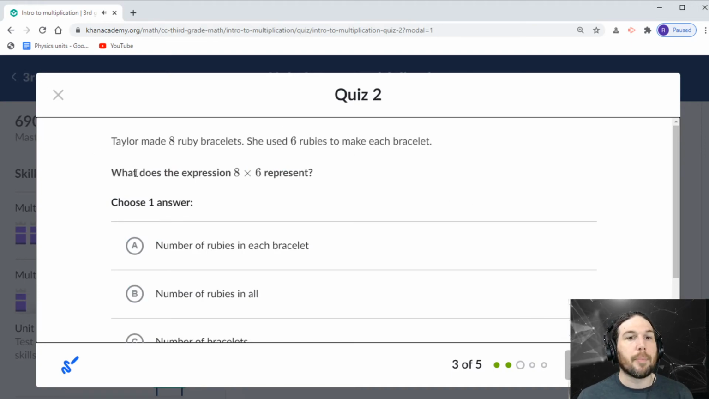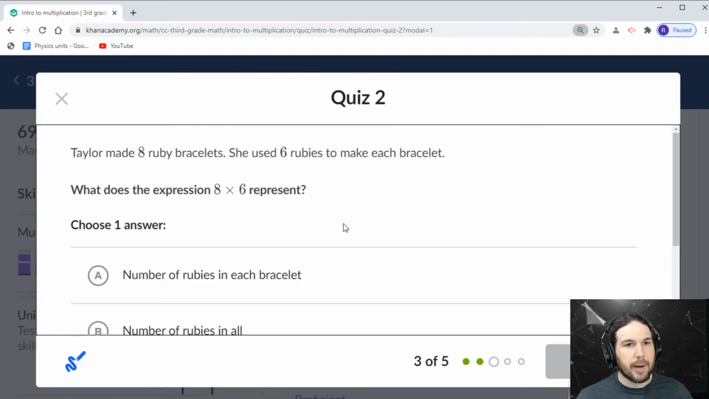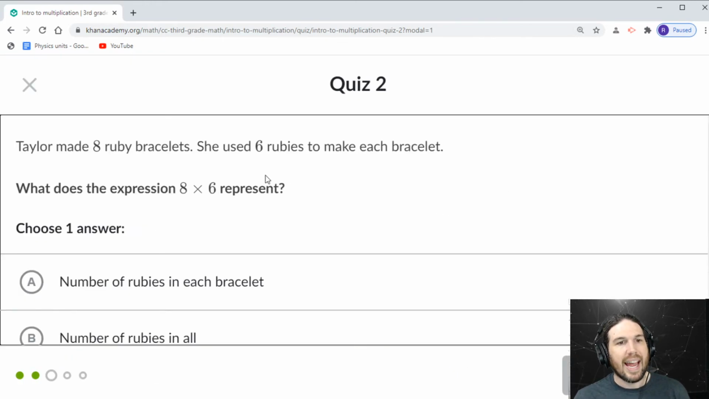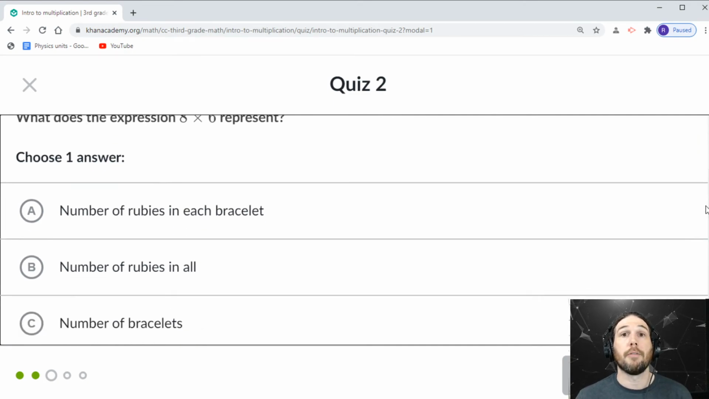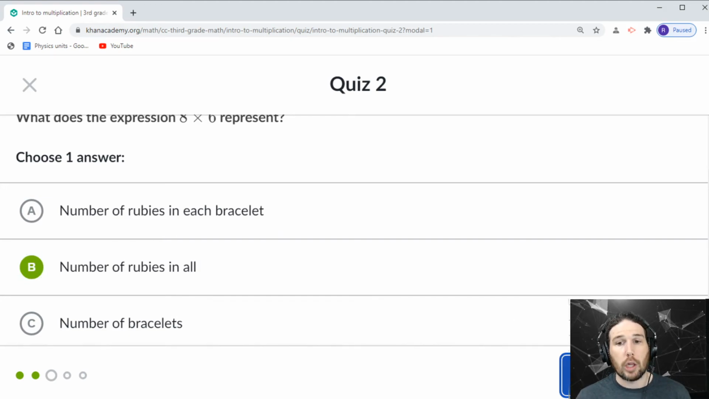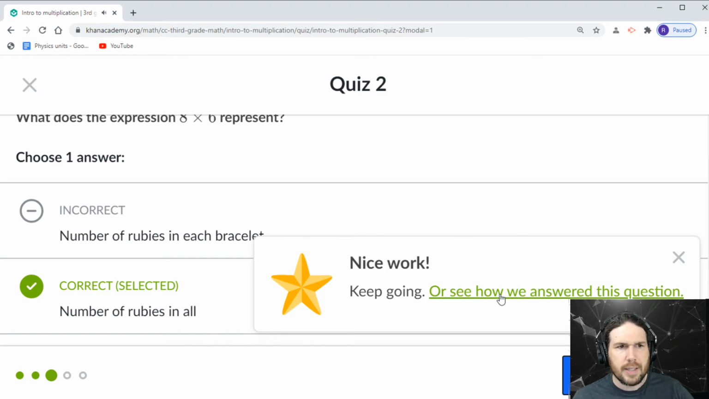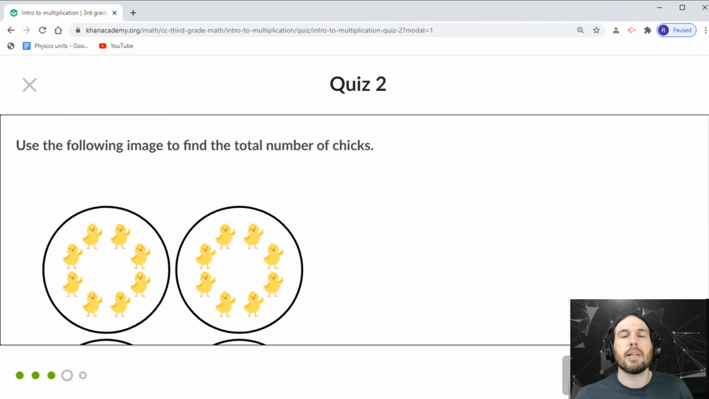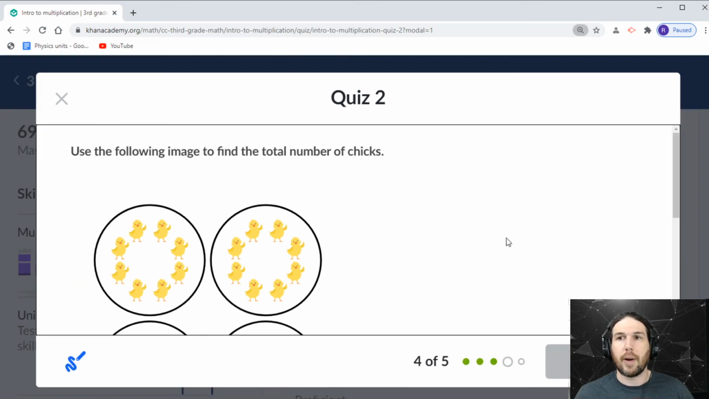Taylor made 8 ruby bracelets. She used 6. Wow, Taylor has lots of money. Taylor made 8 ruby bracelets. She used 6 rubies to make each one. 8 times 6 will represent the total number of rubies. Not the number of bracelets, not the number of each bracelet, but the total number of rubies in all. Again, it's a subtle difference, but it's important to start getting this across. Being able to say what you mean rather than saying something that's slightly different from what you mean or saying something ambiguous is pretty important. It's a skill that we're learning right now.